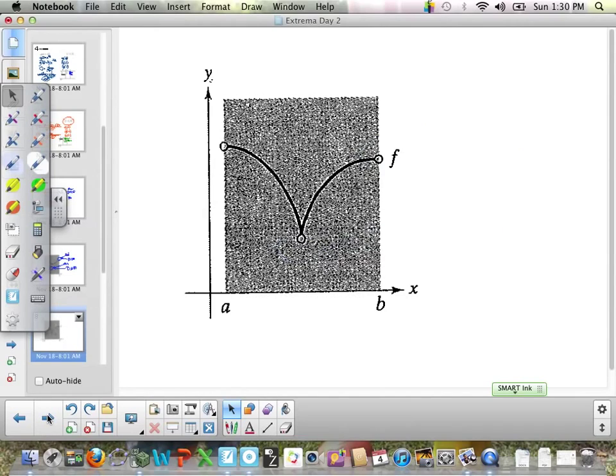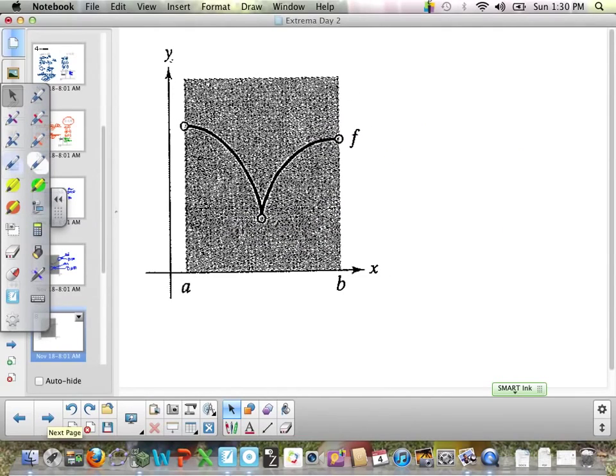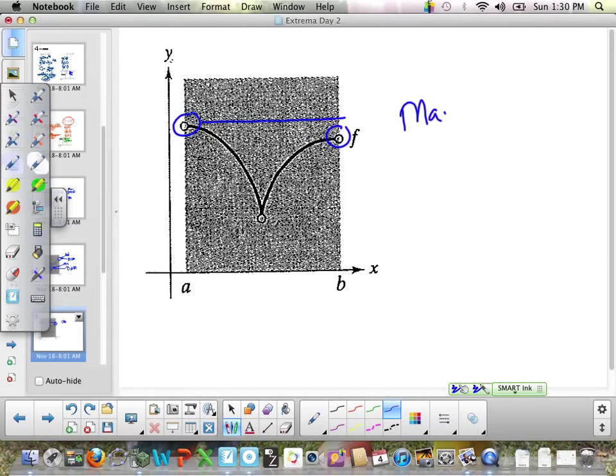If we take a look at this picture, open interval, discontinuous, no guarantees. And as we look at it, the max would be either here or here, depending on which is higher. I believe the left side is higher. However, it's an open circle, so it's a moot point. The max does not exist. And the min would be down here at the cusp, except for the fact that that's an open circle. The min does not exist.